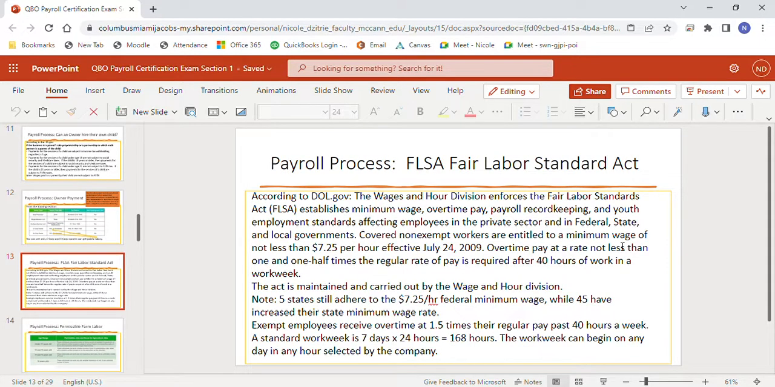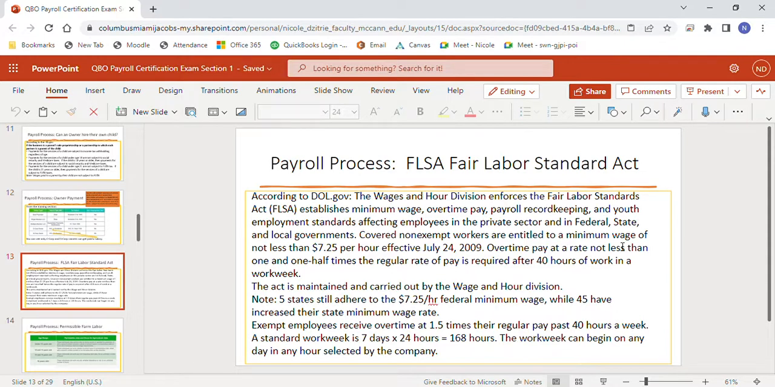So let's look at the Fair Labor Standards Act. This is coming from the Department of Labor, DOL.gov. The Wage and Hour Division, which is a department within the Department of Labor, enforces the Fair Labor Standards Act, FLSA. So from now on, I'd like to say FLSA. And that department establishes minimum wage, overtime, payroll record keeping, and youth employment standards affecting employees in the private sector and in federal, state, and local governments.